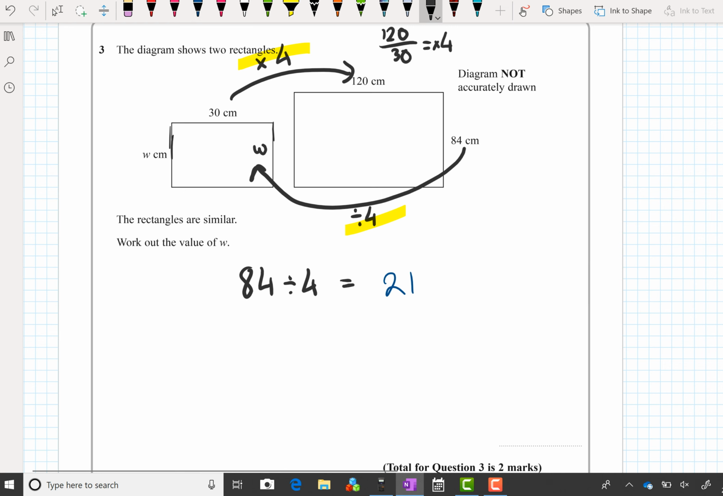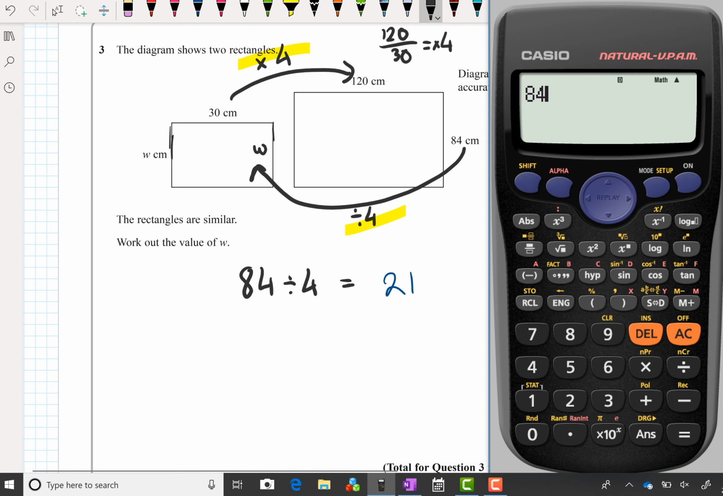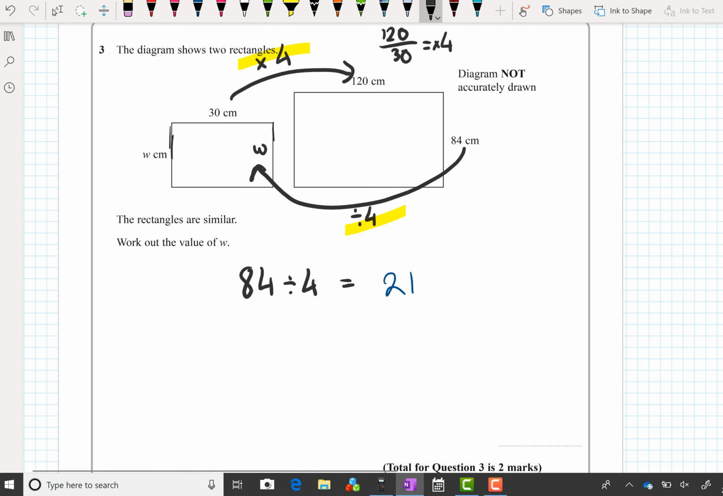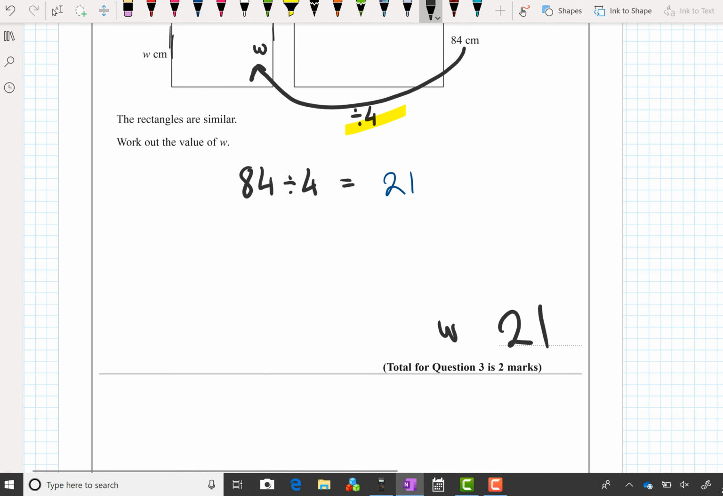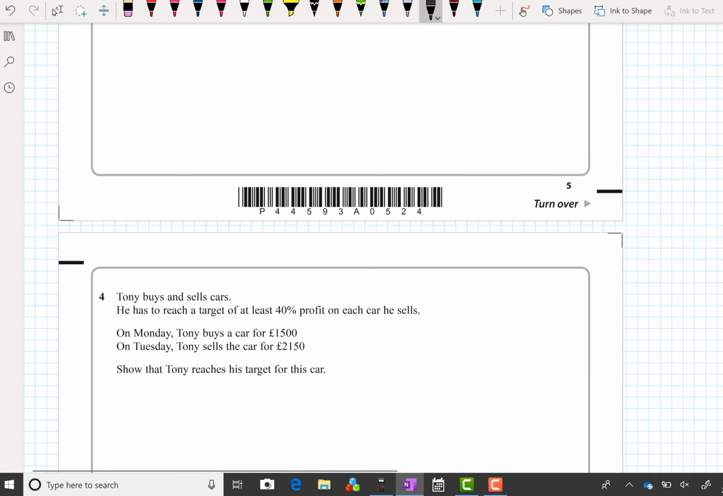Why has it gone back to blue? 84 divided by 4, 21. Yes, I can do maths. Work out the value of W. Well, W equals 21. That makes someone happy.